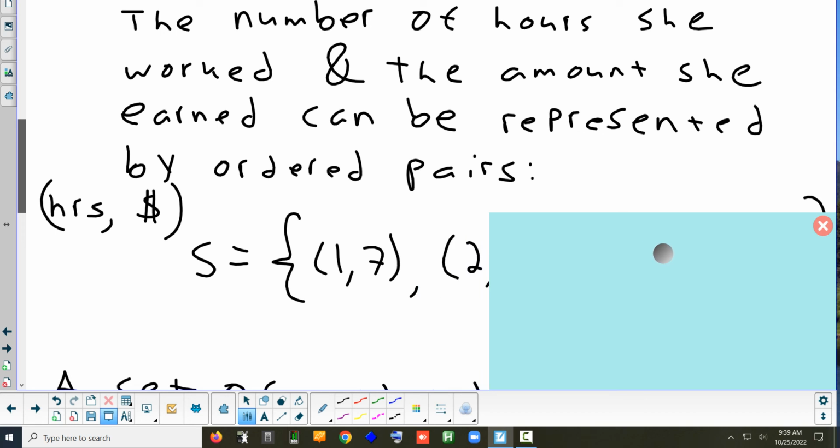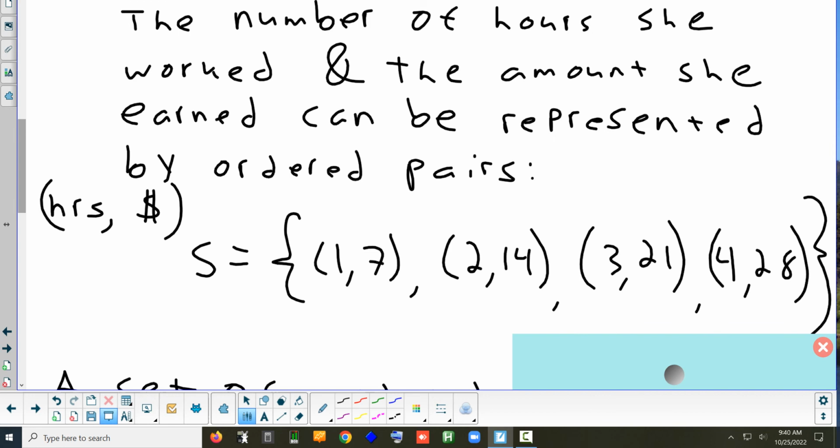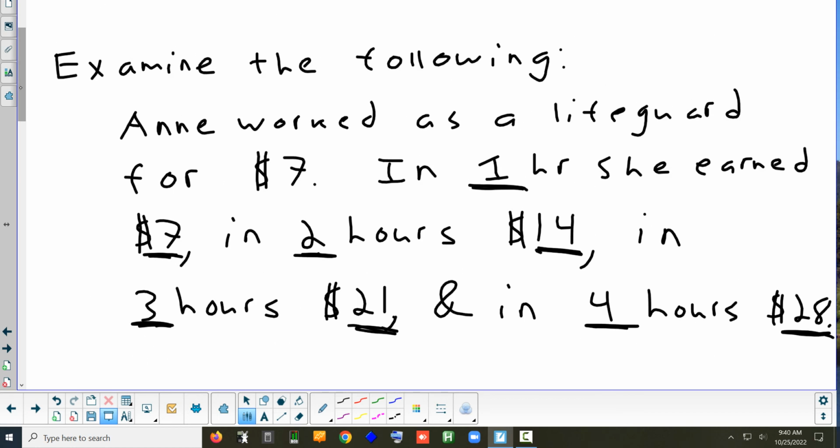Okay. Well, the next one was 2 hours. How much money did she make if she worked 2 hours? 14. 2, comma, 14. Alex, how about if she worked 3 hours? 3, comma, 21. And if she worked 4 hours, 4, comma, 28. So those are all called coordinates, or you can call them ordered pairs. And it's used to represent information. It's a lot shorter to write out 4 coordinates than it is to write out all these sentences of information.